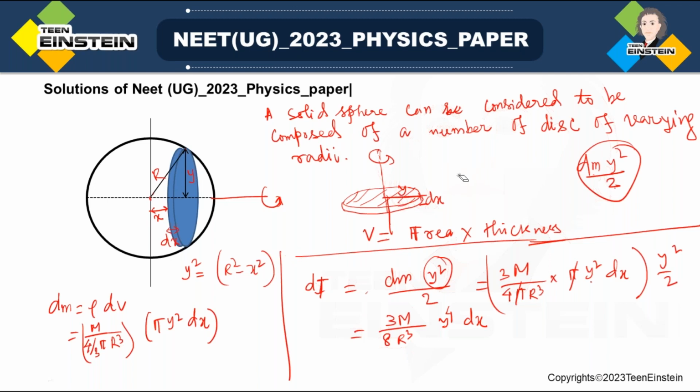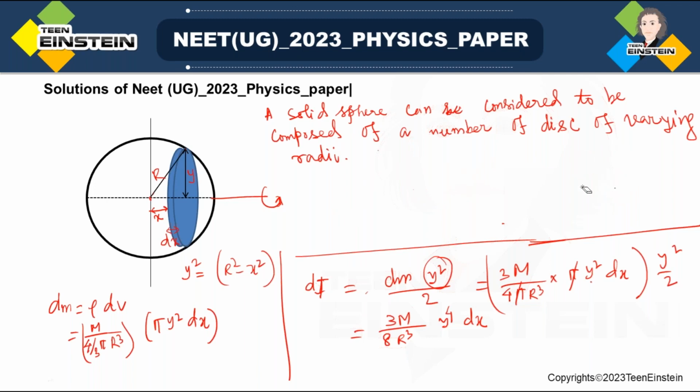Now I have the moment of inertia of the elementary disk. If I integrate it, the variable here is x. I have radius plus r here and minus r here. If x varies from minus r to plus r, then all the disks will be covered. If I want to calculate the moment of inertia of the whole sphere, now look at what I'll do.